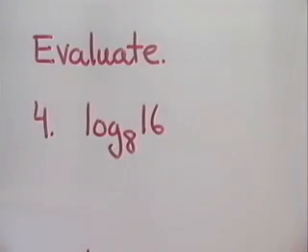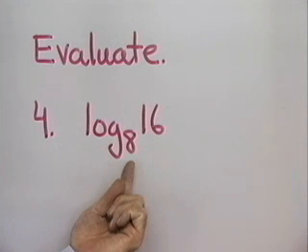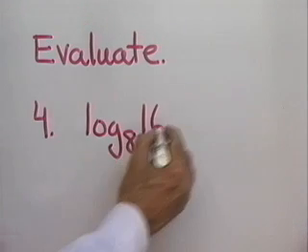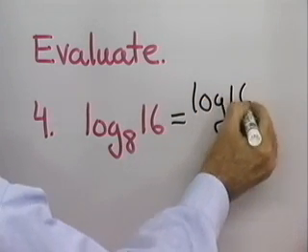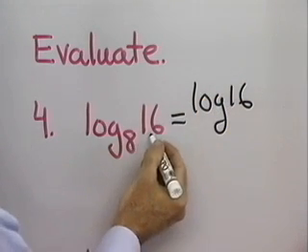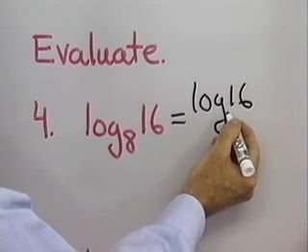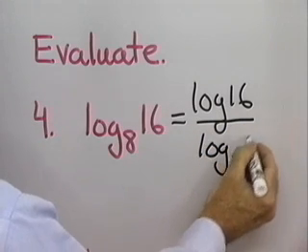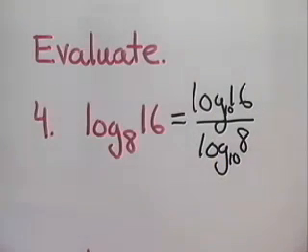I have log base 8 of 16. I want to evaluate this. I have no button on my calculator for logarithms base 8. So I'm going to have to change into something I have a button for on my calculator. That would be logarithms base 10. My change of base property says that log base 8 of 16 can be written as log base whatever we want, in this case 10, of 16, divided by log of the same base of 8. So don't forget we're using log base 10 here in both cases.